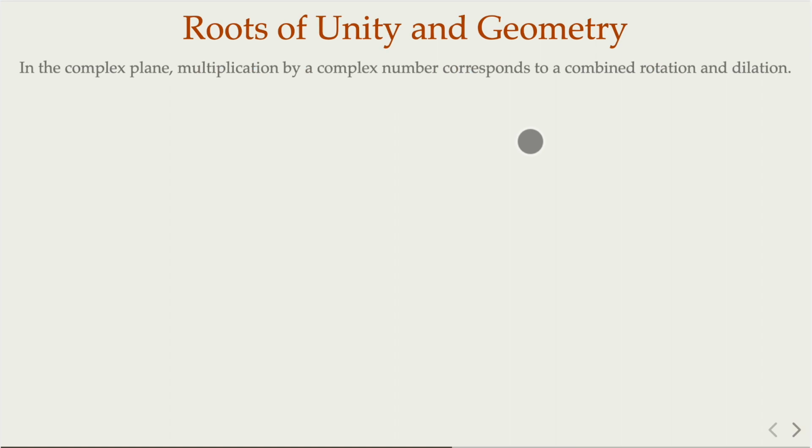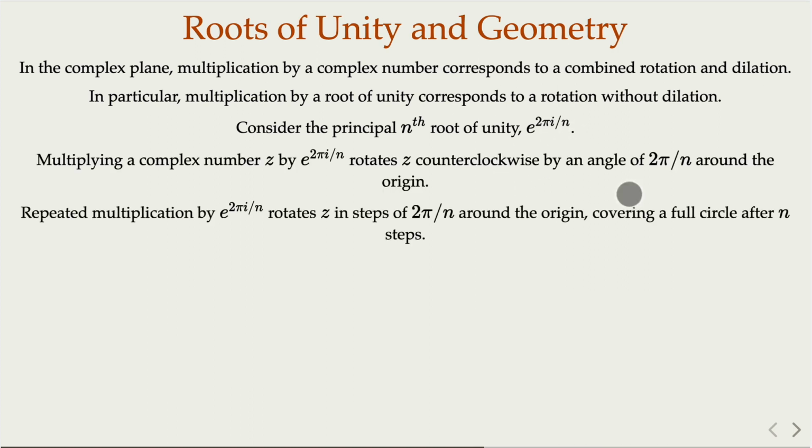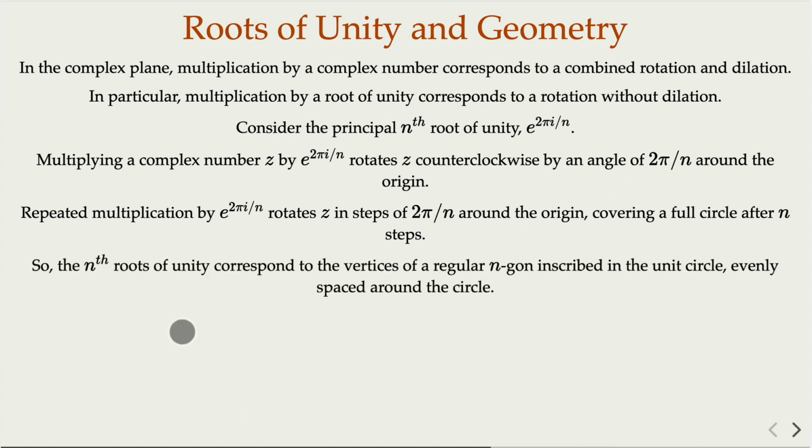In geometry, we know that multiplication by a complex number corresponds to a combined operation of rotation and dilation. In particular, multiplication by a root of unity corresponds to rotation without dilation, because the modulus of a root of unity is always 1. Consider the principal root. Multiplying by it rotates whatever the quantity by the angle 2 pi over n. Keep doing that n times and you have a full circle. That's why the nth roots of unity correspond to the vertices of a regular n-sided polygon.